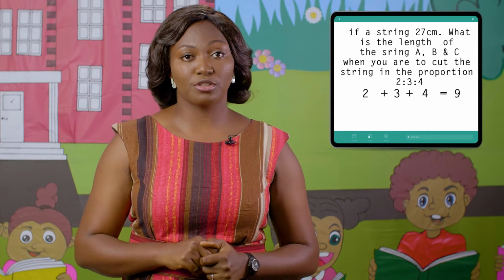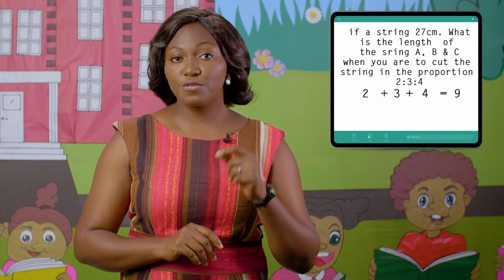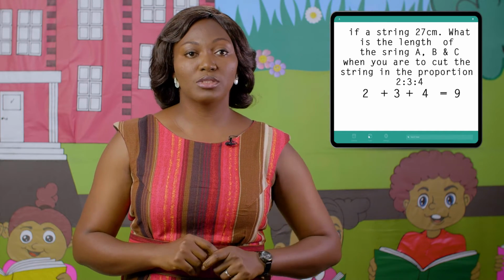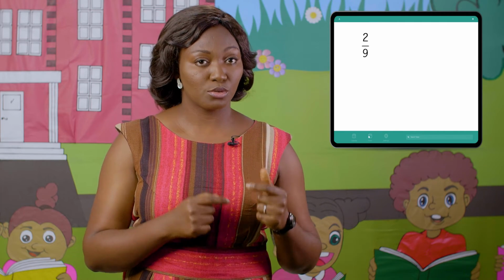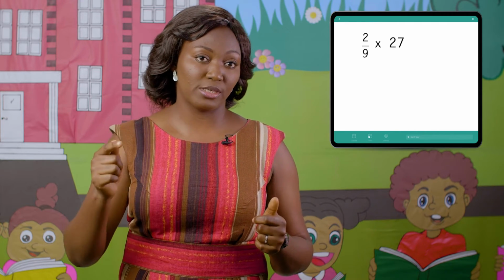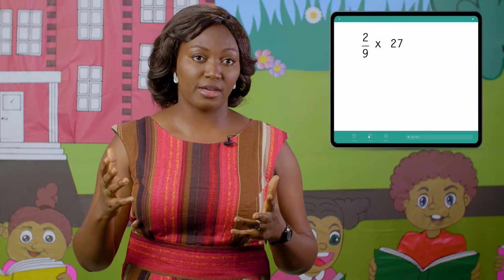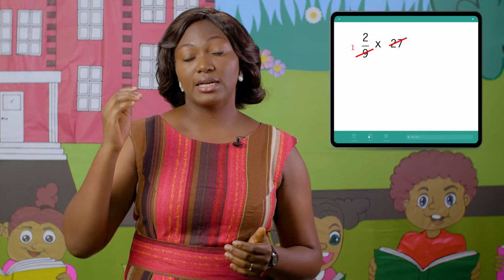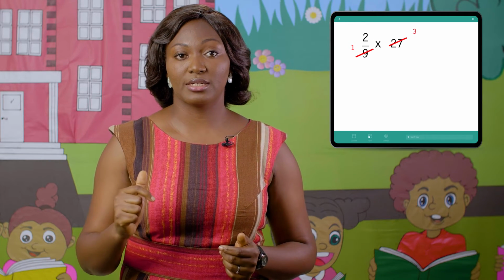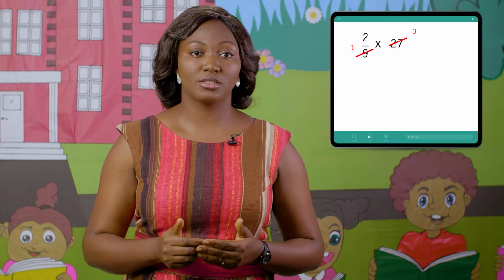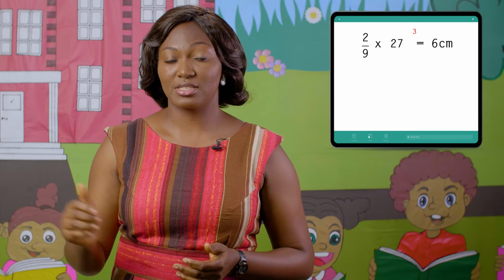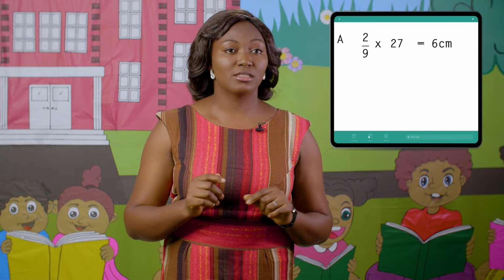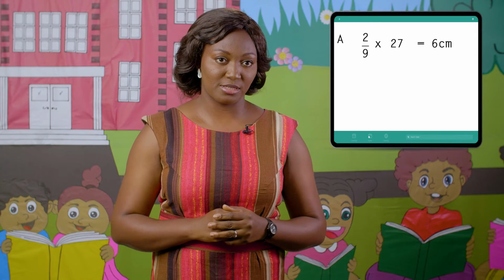The first portion is 2. So to find the actual length of that string, we will take 2 over total ratio times 27. Simplify. 9 will divide 9 one time, and 9 will divide 27 3 times. So 2 times 3 is equal to 6 centimeters. So the actual length of string A is equal to 6 centimeters.